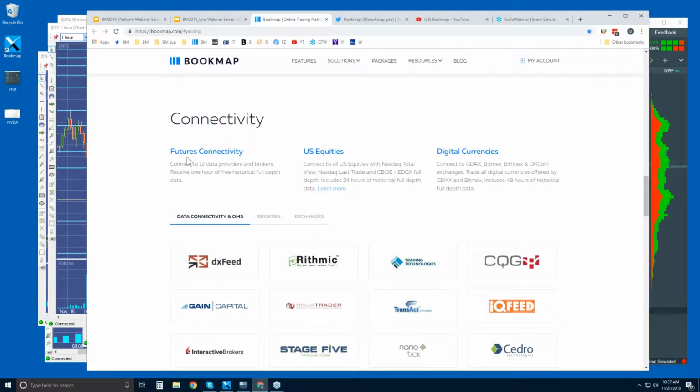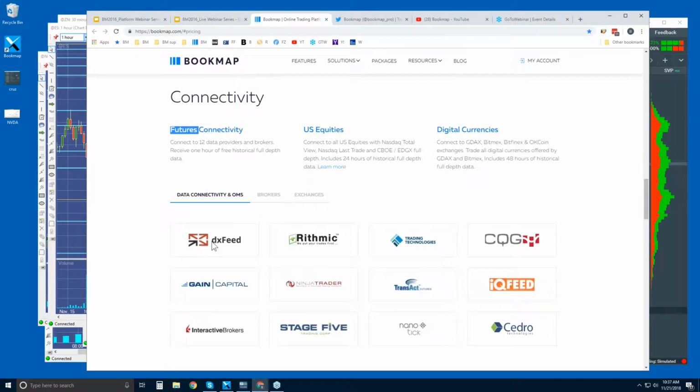For US equities though, and for futures, you will need to provide the data. We're a software trading platform. We're not a broker. We're not a data provider. All right, so let's go over the equities. How do you connect? DX feed is the method. It's the only method right now for connecting to US equities.